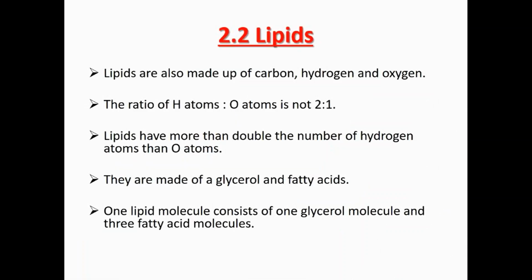Now let's get into lipids. Lipids are also made of carbon, hydrogen, and oxygen, but now the ratio of hydrogen atoms to oxygen atoms is no longer 2:1. Lipids have more than double the number of hydrogen atoms than oxygen atoms. They are made of glycerol and fatty acids. One lipid molecule consists of 1 glycerol molecule and 3 fatty acid molecules.